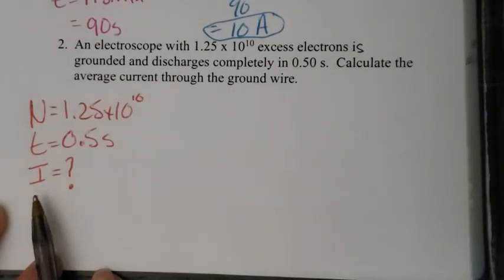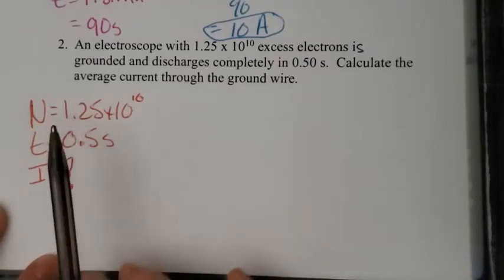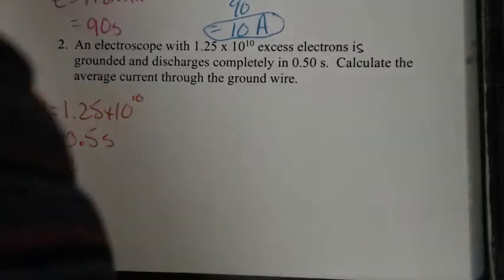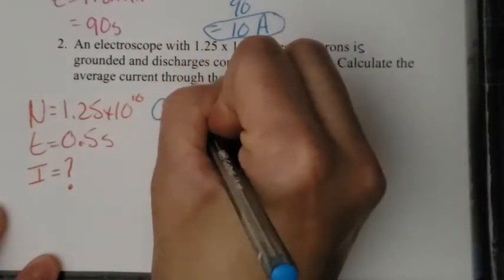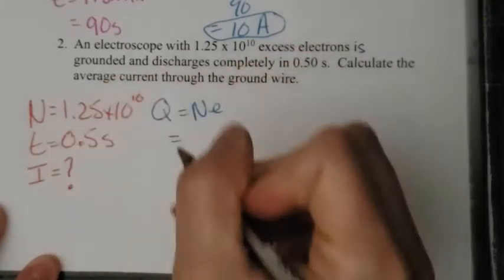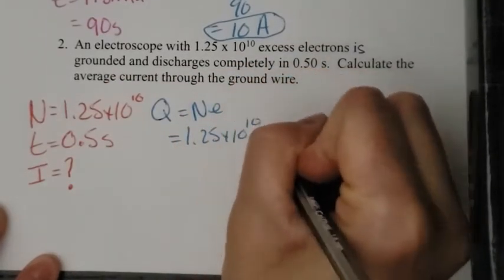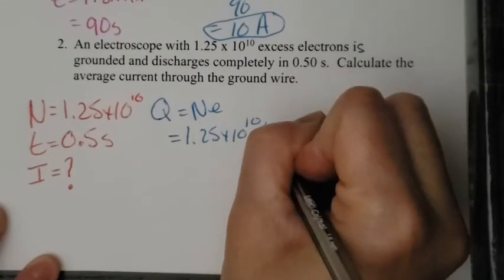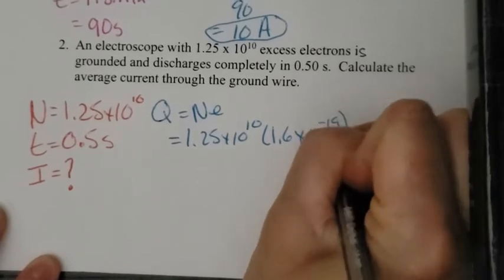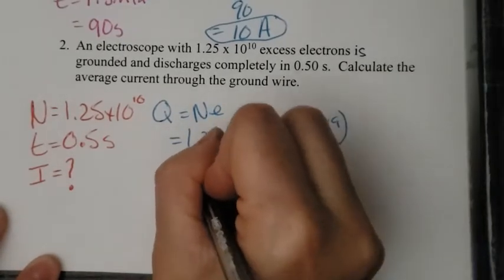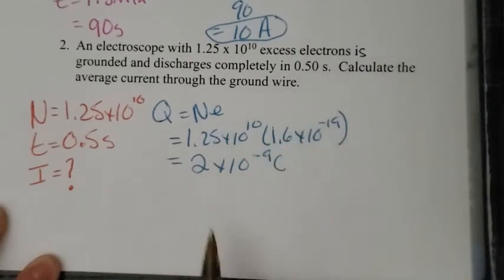Well, I is Q over T, and I don't have Q, but I do have the number of electrons, which means I can calculate what Q is. So I know Q is equal to N E. My N is 1.25 times 10 to the 10. E is the charge on one electron, which is 1.6 times 10 to the negative 19. When I multiply those together, I get 2 times 10 to the negative 9 coulombs.